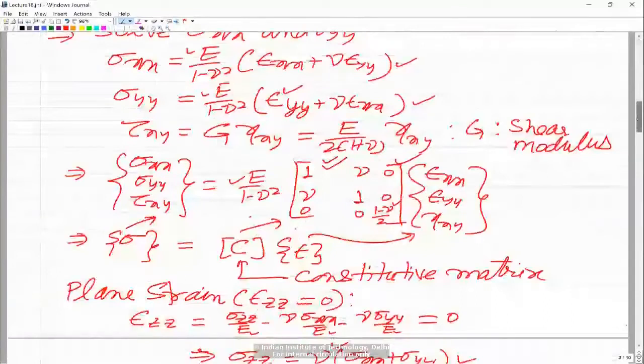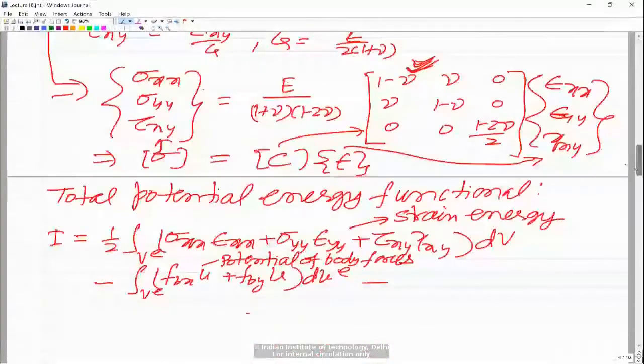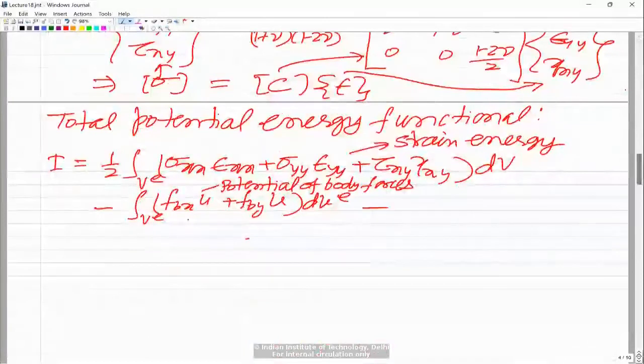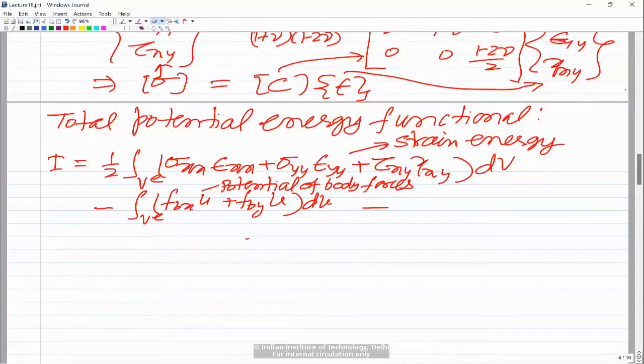Yeah, so the potential of body forces, how I'm writing is Fbx is the force per unit volume along x direction. So then now we will have Fbx into u into dV will basically be the work done, and the potential is going to be negative. So we have discussed this concept earlier. So it is the same thing. Fbx is the force along x direction. So force into displacement along x direction is the work done. Negative of that is the potential. So that is how I have written.